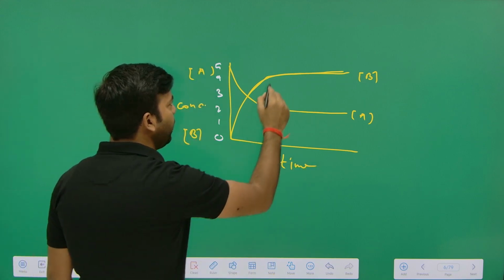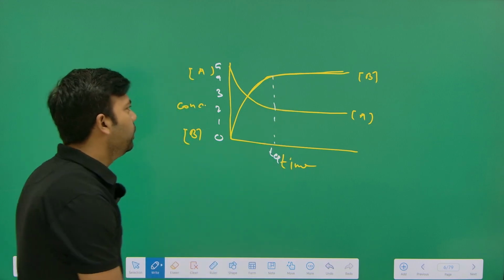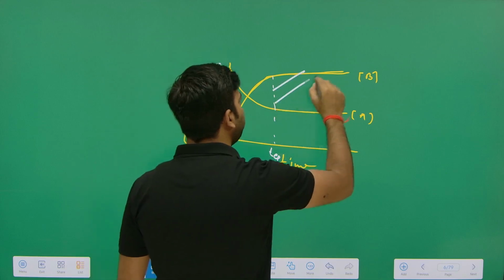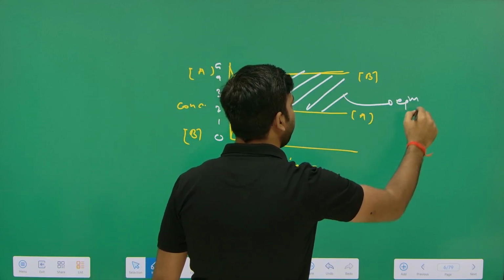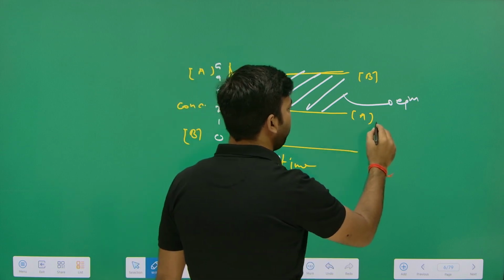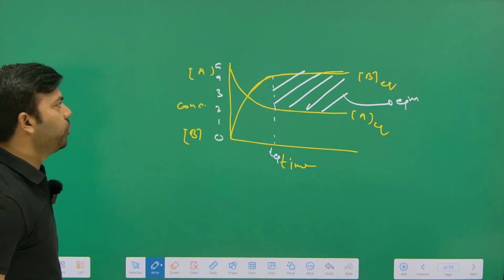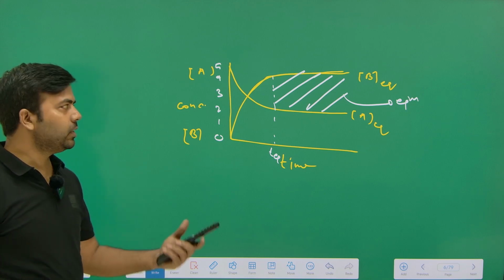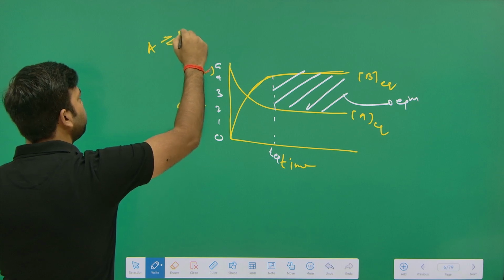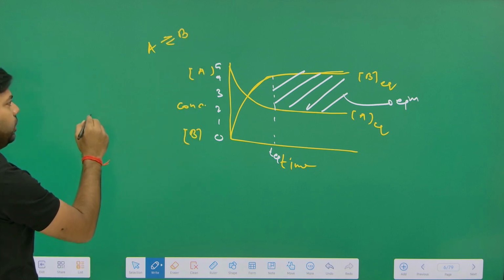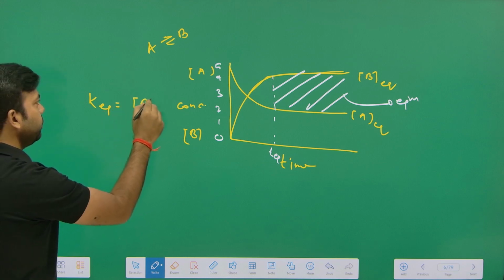So this is the time at which equilibrium starts. This is the time at equilibrium. You can see again the rate of change is constant. So this is my equilibrium zone. And this is the concentration of A at equilibrium, and this is the concentration of B at equilibrium. From the graph it is very clear B is higher than the A. So this is my reaction A to B, and K equilibrium is what? B by A.